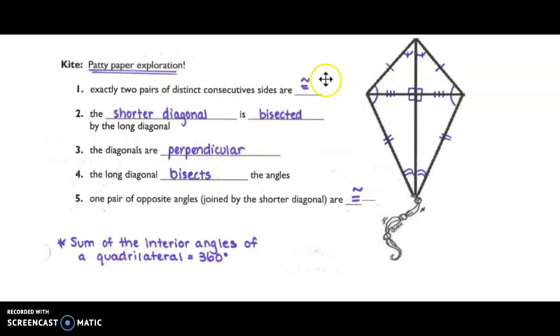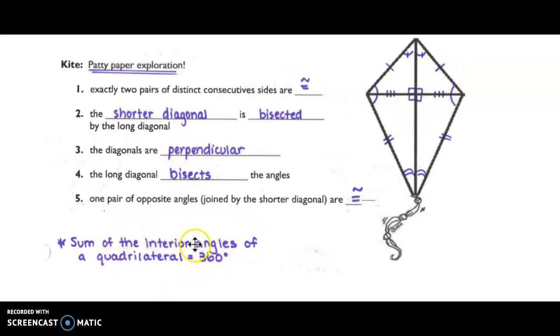There are specific properties here. Okay. Please pause here and take a look at these properties. All right. So notice everything that's marked, to see what's congruent.